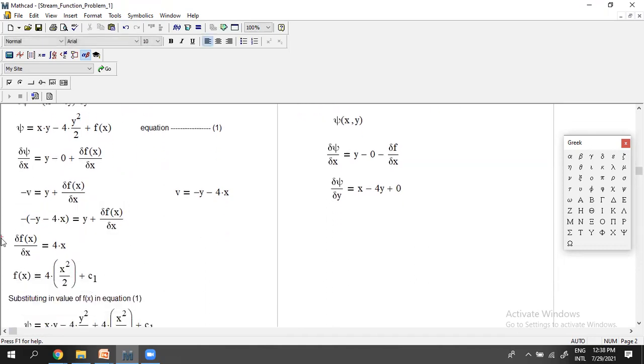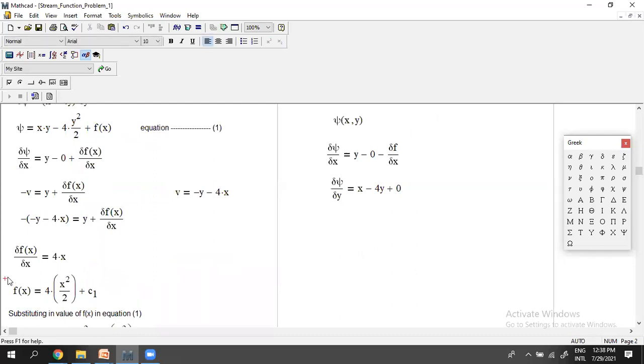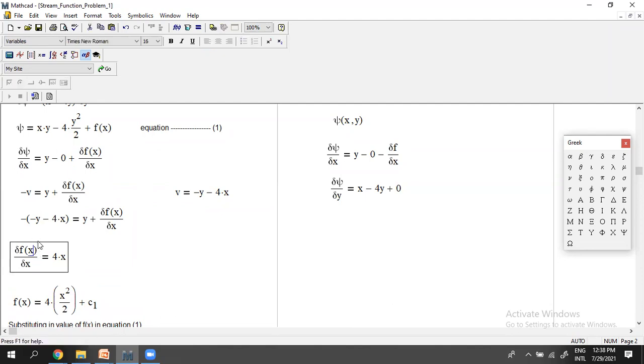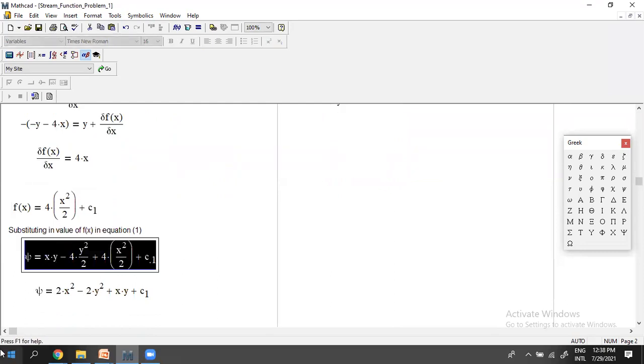So from here, you figure out this value. Just rearrange the equation, you see y will be out. So you figure out del f by dx equal to this one. Now from here, you figure out f of x. This f of x equal to this one plus a constant. So this f of x, now you can put it over here. This is your stream function.